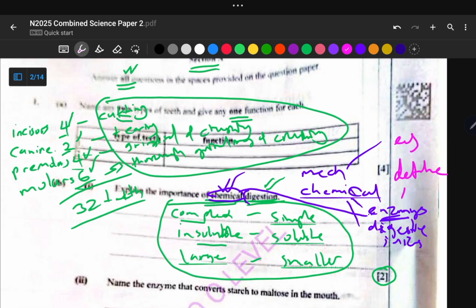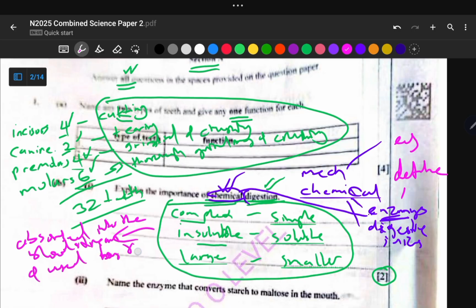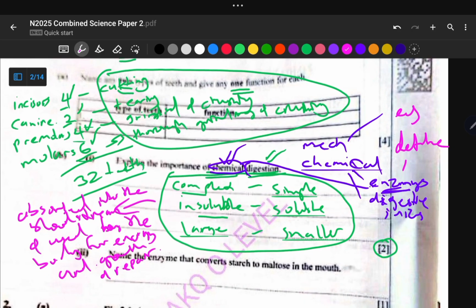So we are saying that these are going to be broken down so that they can be absorbed into the bloodstream and used by the body for energy and growth and repair, right? As simple as that. And then we now move on to the next part of the question.